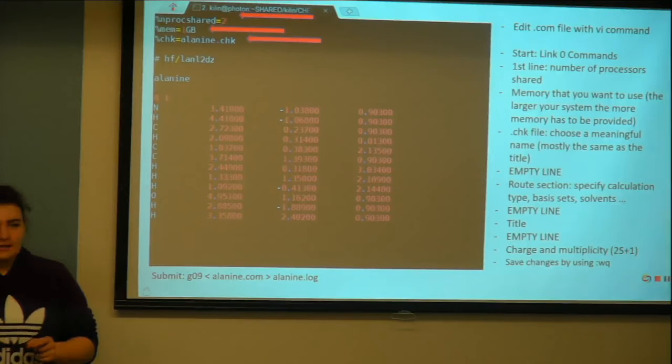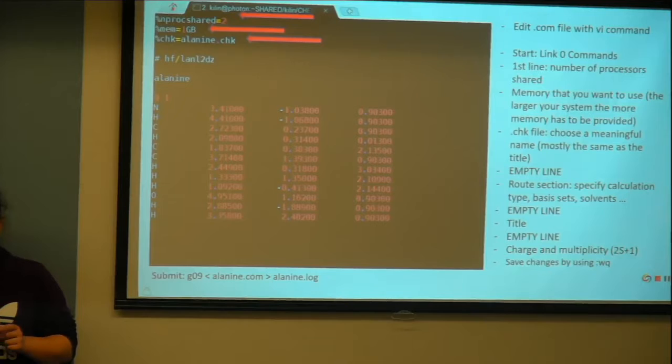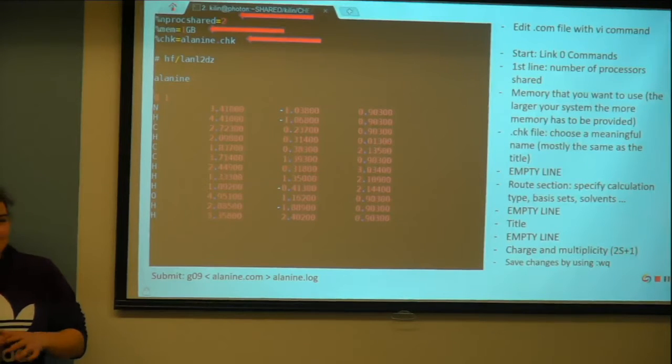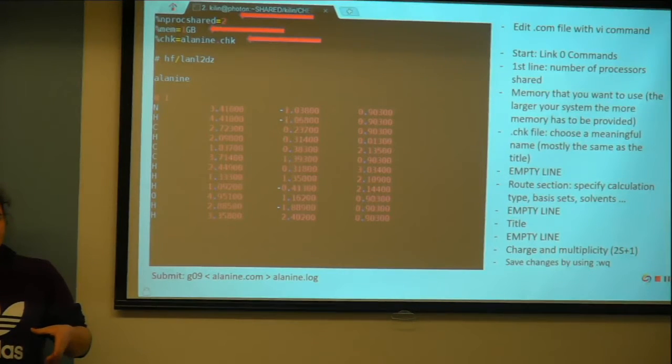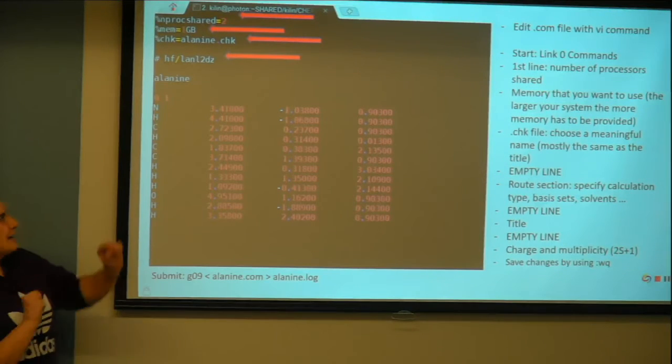Then you specify the name of the check file. Last time I mentioned the check file as the checkpoint. It's very important to give it a meaningful name, because in some cases you want to find it after the calculation finished. Usually we look at the .com and then the log file, but sometimes when your calculation doesn't finish in time, you really want to use this check file, so it's important to give it a meaningful name so you can find it afterwards. And then, really important, we have an empty line.